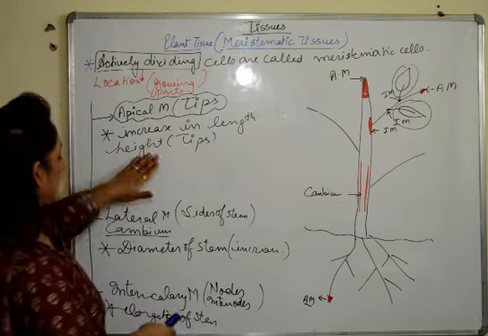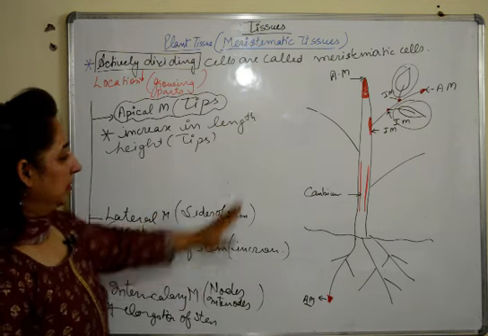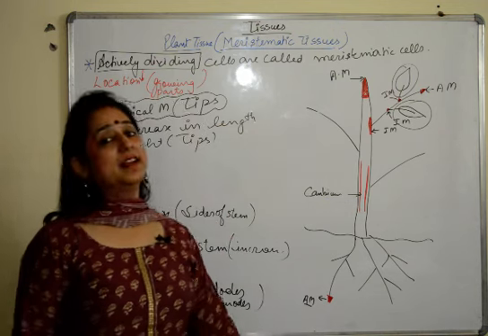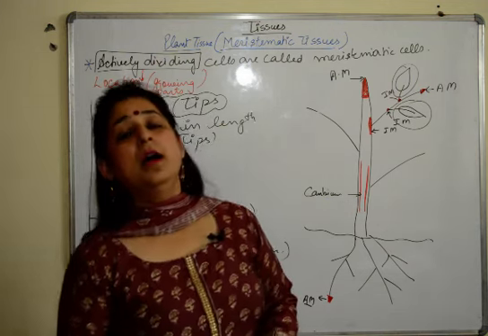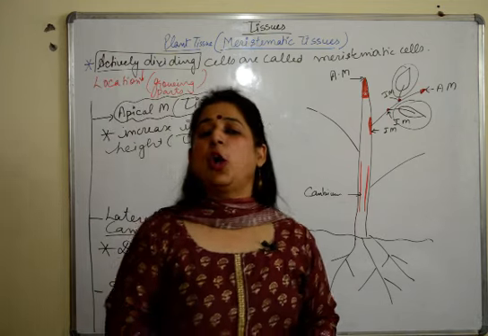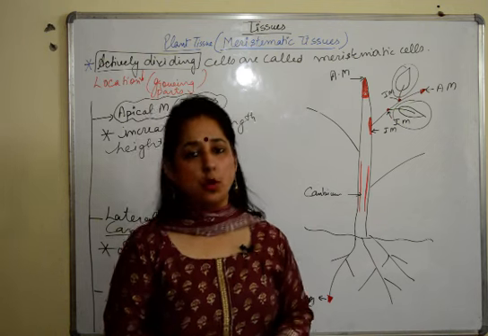So these are the three types of meristematic tissues: apical, lateral and intercalary, on the basis of their location and their functions, which we have discussed. In our next video we will take up permanent tissues. We will talk about all the permanent tissues in detail, their functions, their structures and all.